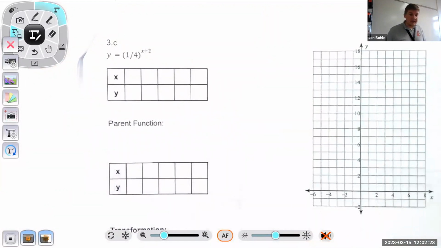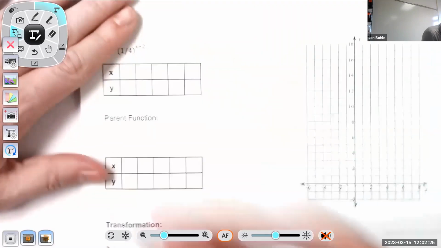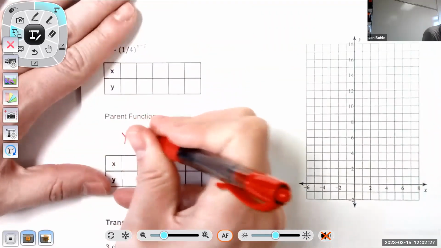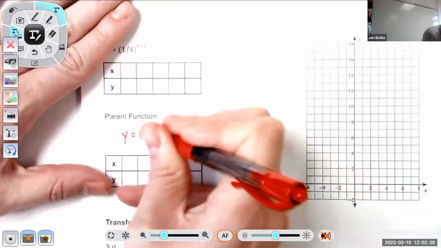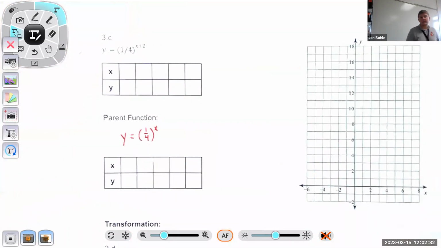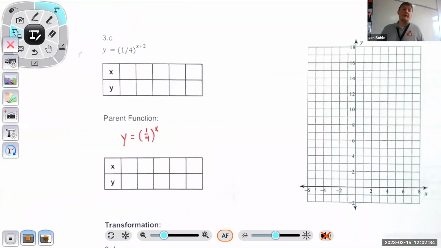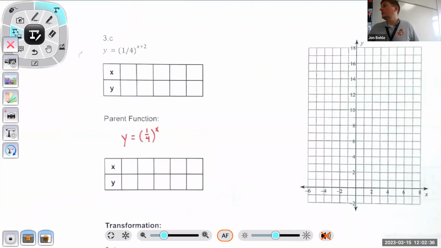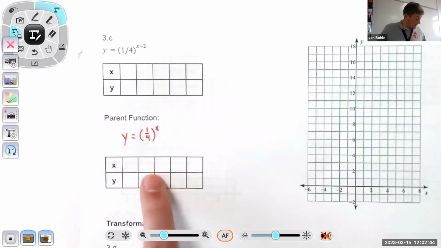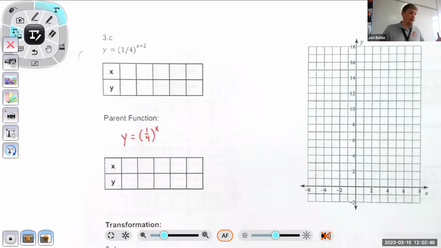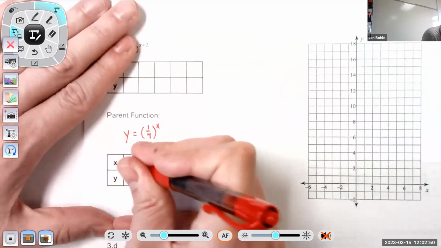Okay, the first thing I want to do is identify the parent function. The parent function here would be y is equal to 1/4 to the x power. If you look on your previous page, we actually already graphed that exact parent function once already. So let's just take a second and copy that. We don't have to retype that all in. We already did it once. So let's just go ahead and copy that previous one here.